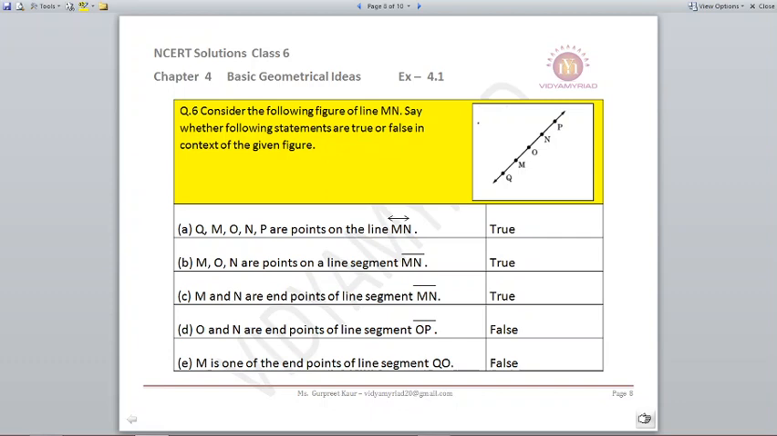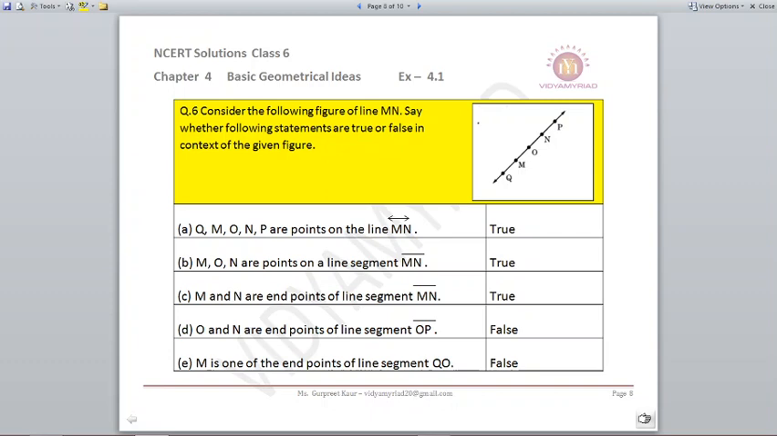M, O, N are points on a line segment M, N. What is line segment? There is starting, there is an end. So M, N, you have O on it, so it is a true statement. M and N are the end points of the line segment M, N. Yes, true. We have a starting and we have the end M and N.